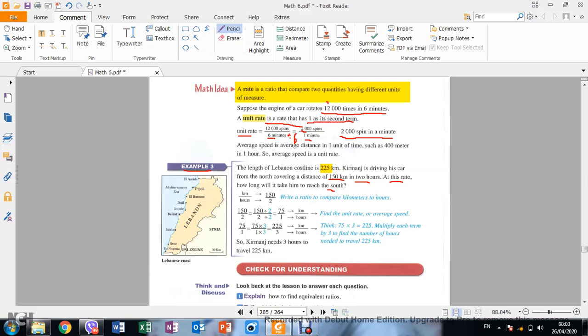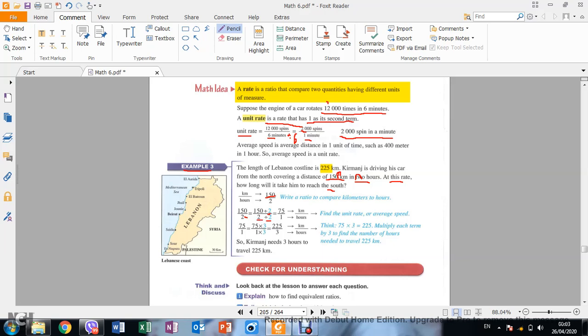For this covered distance we have 150, the first number, which is our numerator, divided by 2 hours. Now we need to divide both numbers by 2, because our denominator is 2. We need to find the unit rate. At that time we divide both numbers by the denominator. So when I divide the denominator by 2, at the same time I need to divide the numerator by 2: 150 divided by 2 and 2 divided by 2.